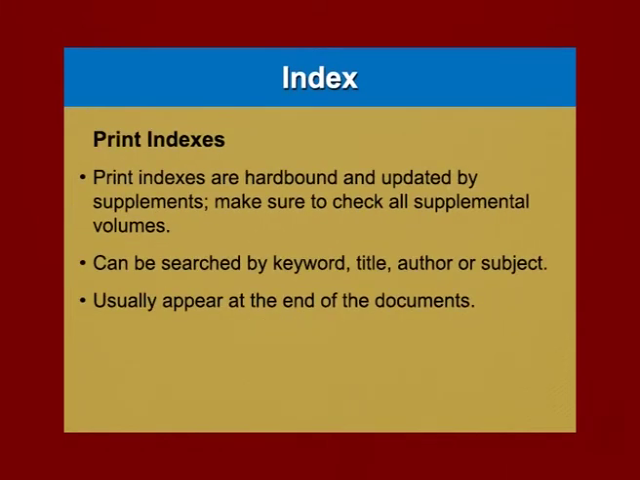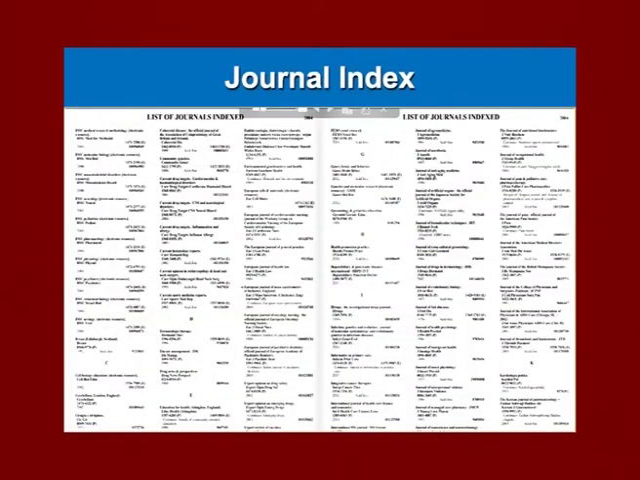There are printed indexes also available. They are bringing out updation through supplement form. So again, keyword, title, author, abstract search kind of facilities are also available. Now this is an example of a journal index.